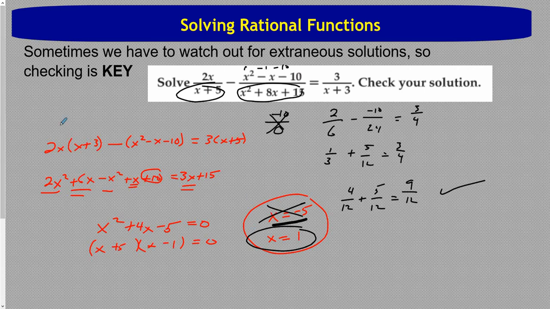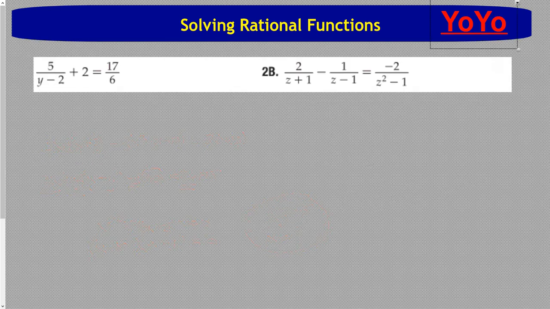That x equals negative 5 was created right here when we created a higher degree than the original function had. Yes, it had an x squared, but we created another x squared out of nowhere. And that helps to create extraneous solutions. Okay, last two, you're on your own for this one. Pause for 5 minutes and then come back.